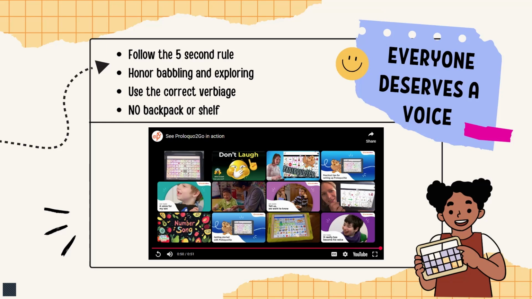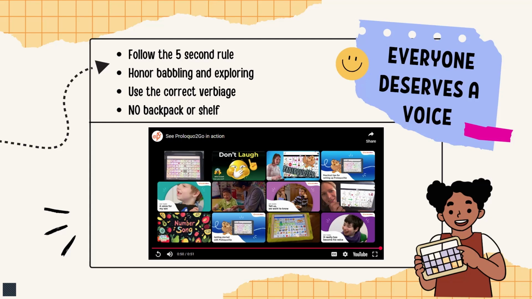We honor babbling and exploring. As you saw, these different individuals were able to create different communication, either very basic or advanced. They were able to do this because they had time to babble and explore their device. We need to make sure that we are setting time aside for this, either with an adult or on their own. And when they do babble and they say things to us on their device that we don't quite understand, we still should honor it by responding to it as though they have said something to us.